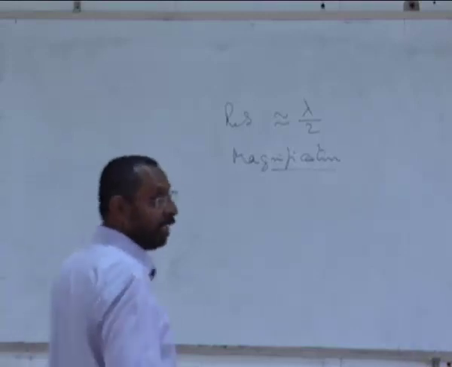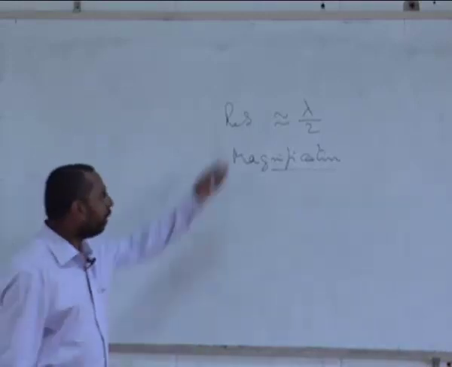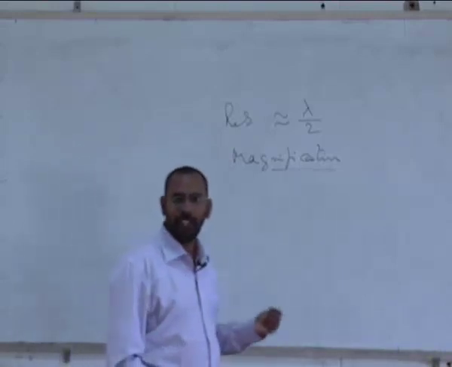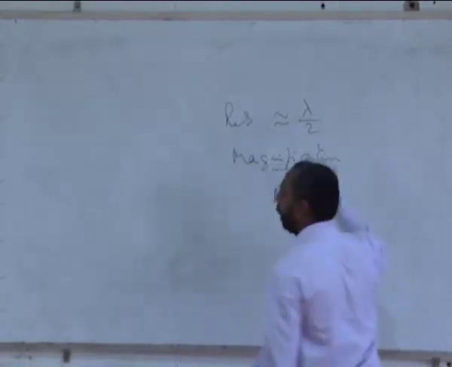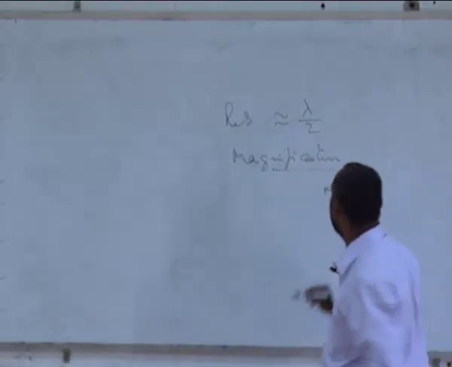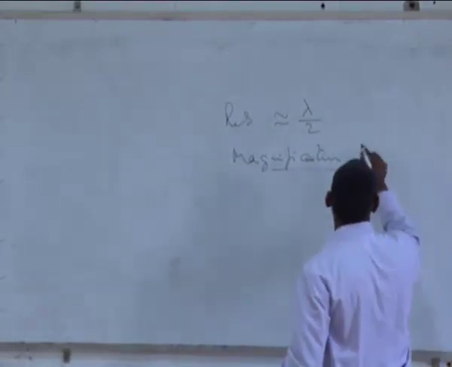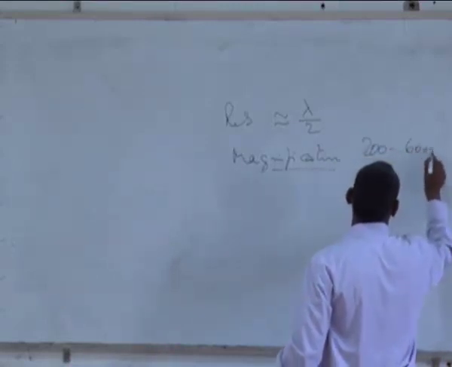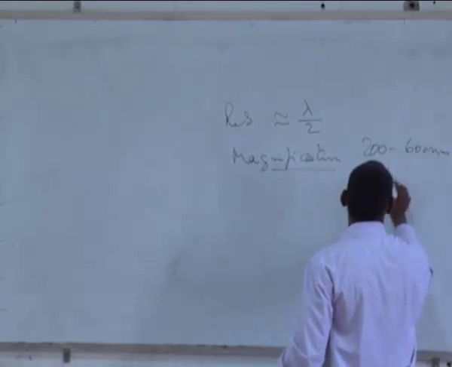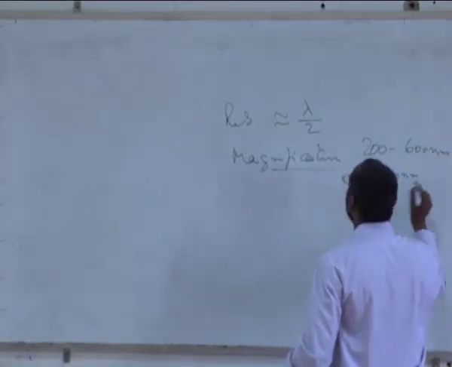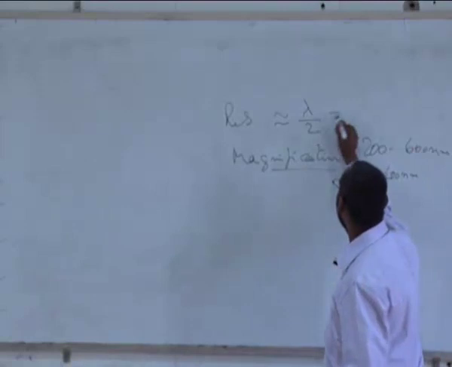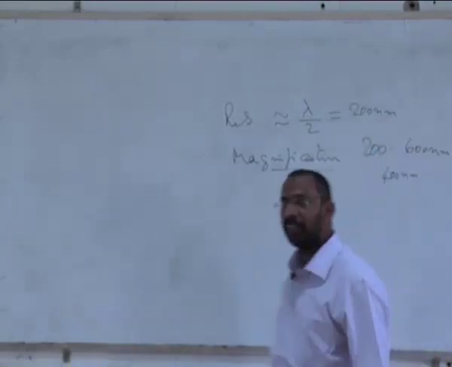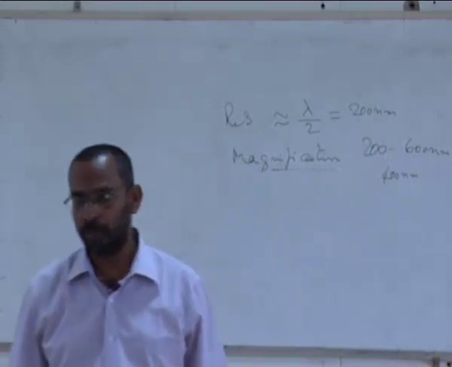So what is important is the resolution of the optical microscope. For example, if I take the average wavelength of the optical radiation, because optical radiation ranges from 200 to, let's say, 600 nanometers, I will take the average as 400 nanometers. If I take the average of 400 nanometers, lambda by 2 is approximately 200 nanometers. This is the resolution of an optical microscope.